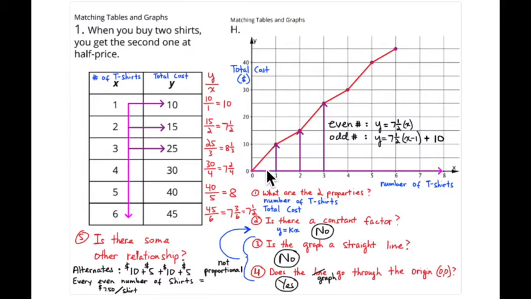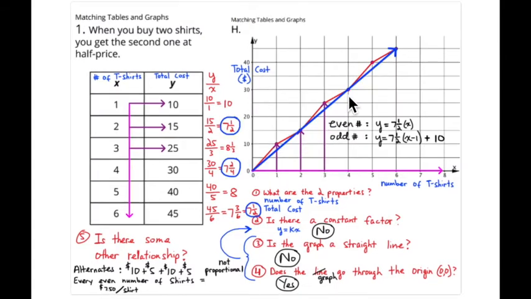This is where graphing can be helpful to you. If you look at the graph and if you draw a line from the origin through each of these points, you see that they fall in a straight line. So every other number of t-shirts falls on this straight line. So that part is proportional. That's $7.50. So if you purchase an even number of t-shirts, you're going to multiply that even number times 7.5 to get the total cost.